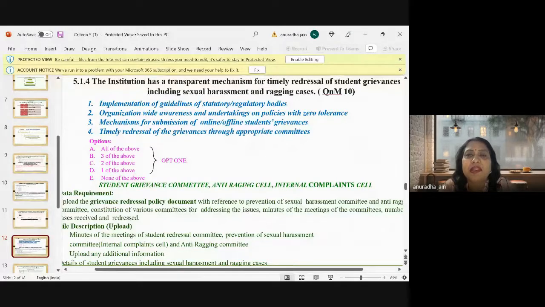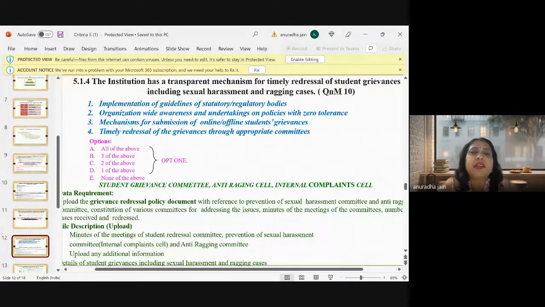So it means that their timely redressal should be there, and it should not take very long to solve this problem or to resolve these issues which come under student grievance, sexual harassment cases or any ragging cases. So in this, there are 4 parameters.